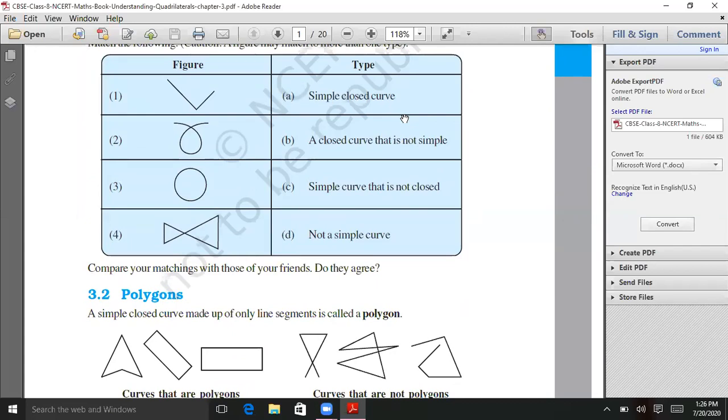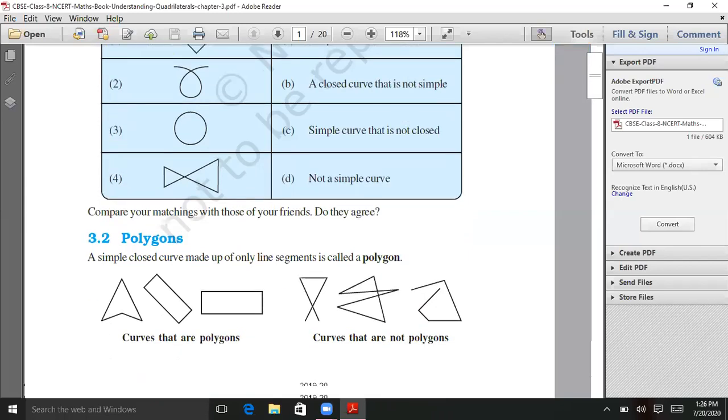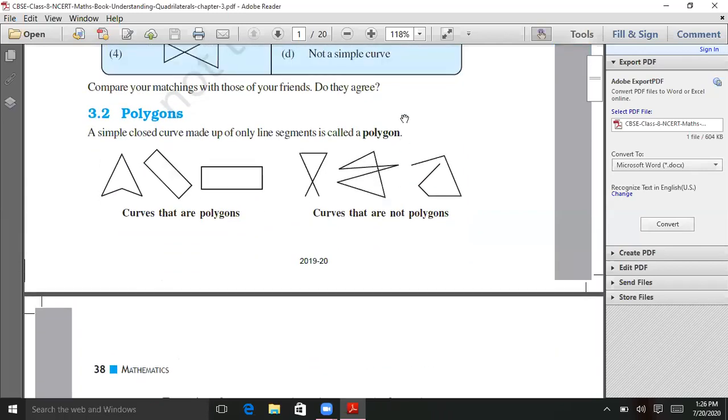और अगर आपके पास कोई twist turn नहीं है then it's simple, और अगर twist turn है that is not simple. Then we did polygon. Polygon is a closed figure made up of line segments. Left hand side are given the examples of the closed figure made up of only line segments, no circle, nothing, no arc will be here, and it should not be open also.